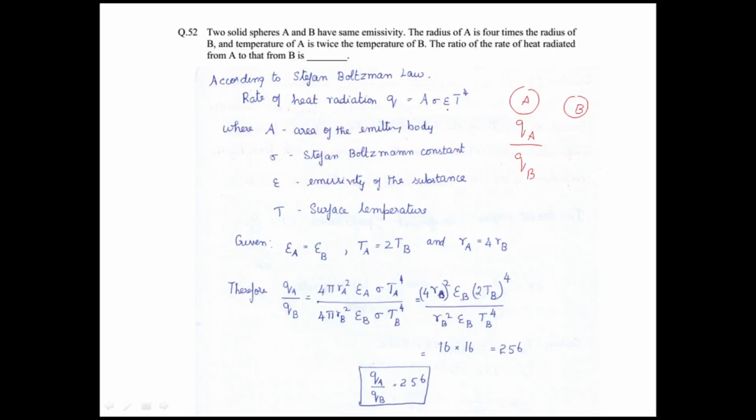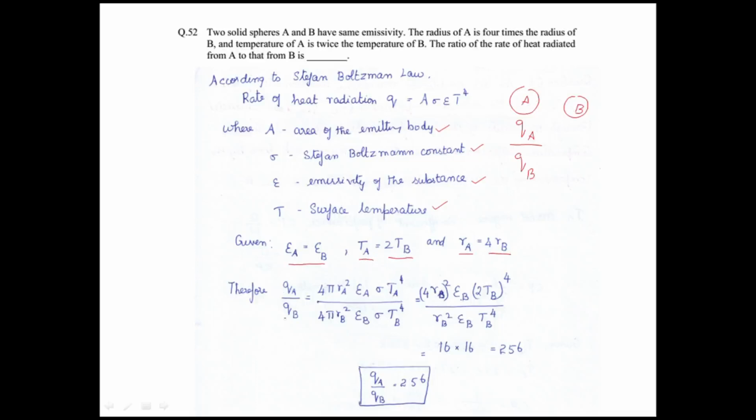So we know that according to Stefan-Boltzmann law, the rate of heat radiation Q is equal to A into sigma epsilon into T power 4. So here A is the area of the emitting body, and sigma is the Stefan-Boltzmann constant, and epsilon is emissivity of the body, and T is the surface temperature. They have given emissivity of A is equal to emissivity of B, and the temperature of A is twice the temperature of B, and radius of A is 4 times the radius of B.